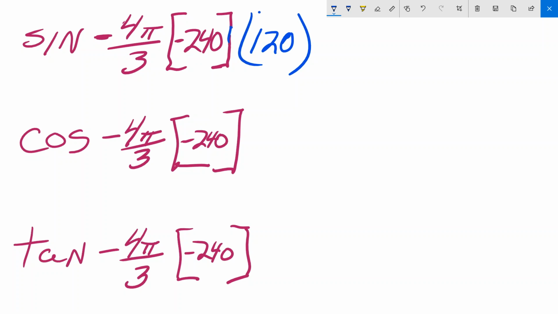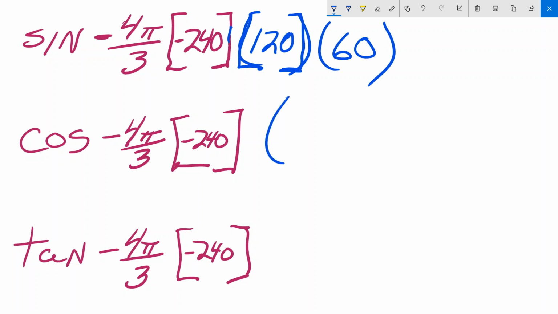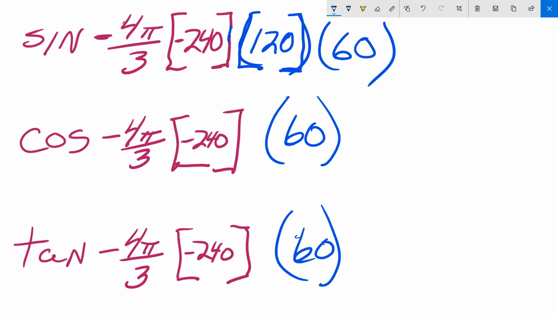Okay? I'm going to leave that in brackets because that's not my equivalent first quadrant angle. What is the equivalent first quadrant angle? Remember, we're in the second quadrant. What's the formula? So, what's the answer? 60. That's what we want, the sine of 60, the cosine of 60, and the tangent of 60. What's the sine of 60?